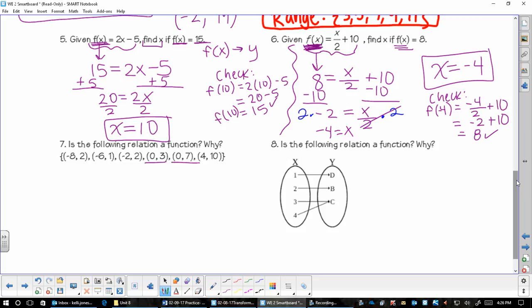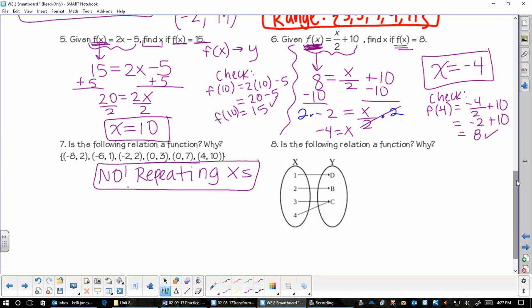Hopefully you guys noticed, whoa, wait a minute. There's 2 values of x that equal 0. So that means that I have a point at 0, 3 and a point at 0, 7, and no, this is not a function. There are repeating x's, right? So no, this is not a function.